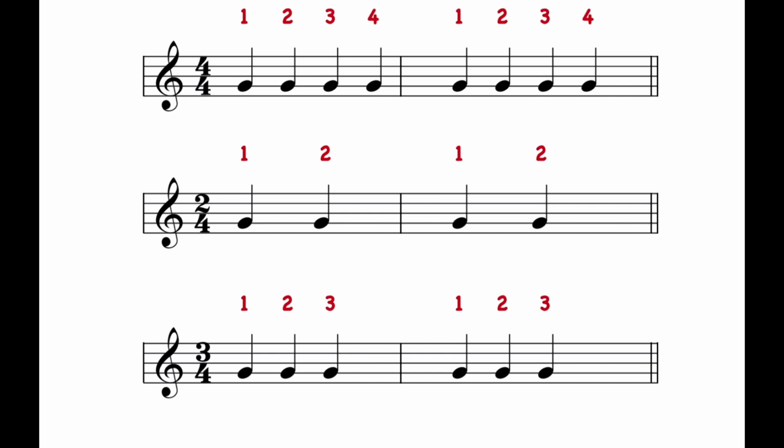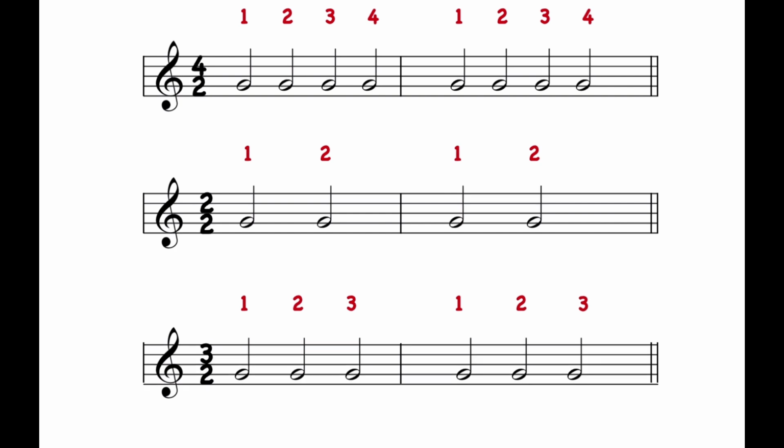So let's change the bottom number now to a 2. So if we look at the top line, instead of 4 quarter notes in a bar, now we have 4 half notes in a bar. Now, as you know, a half note has to be held down for 2 beats. So we need to add in some ands here. So this rhythm would sound like this.